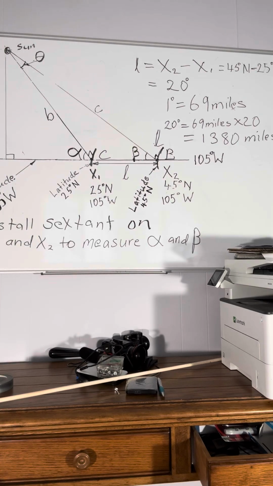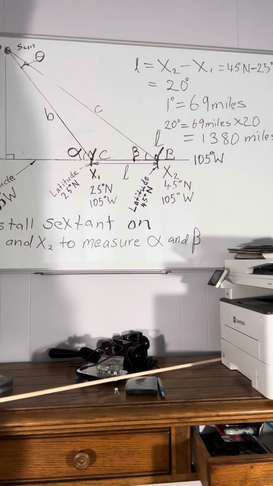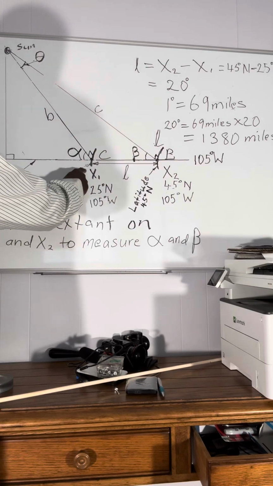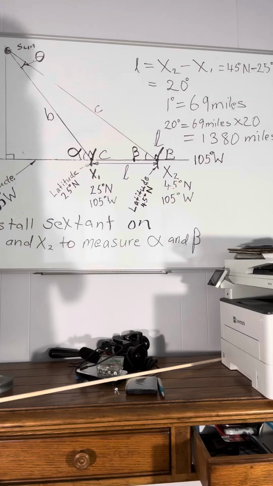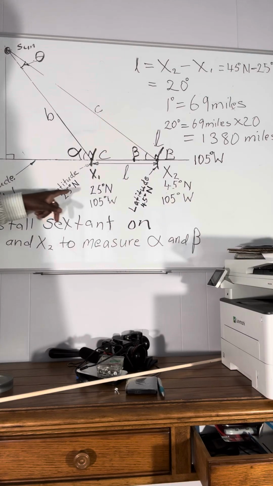Once you measure that angle, we go to the next step, that's how you calculate H, the height of the sun to the earth. The distance from the two sextants is L.